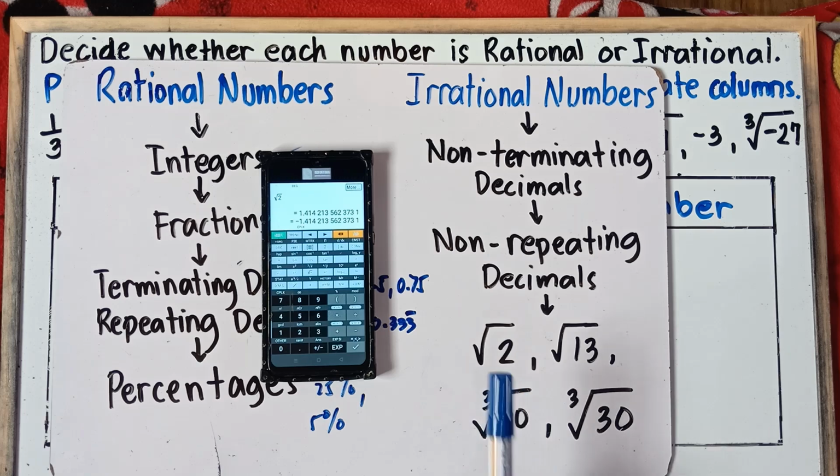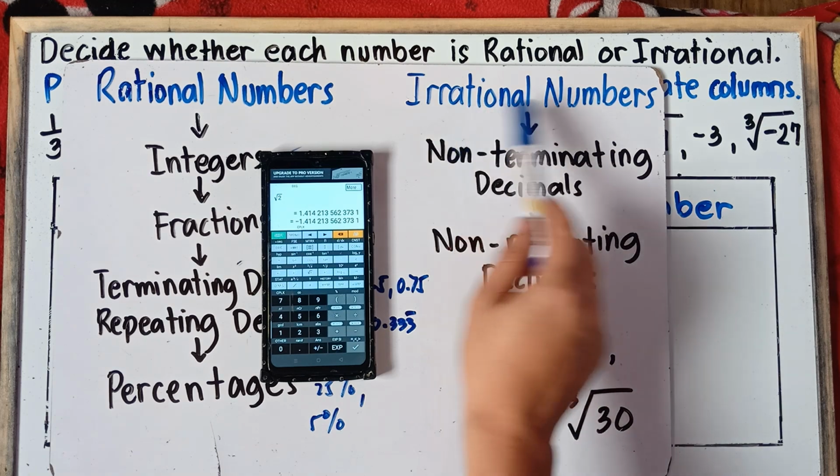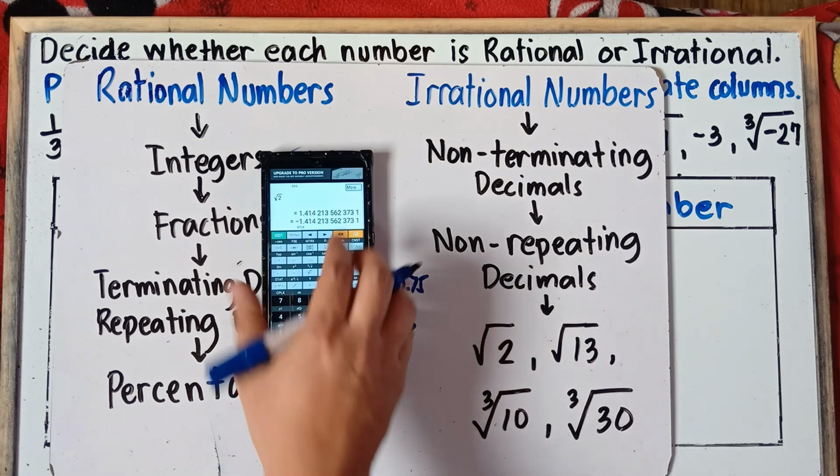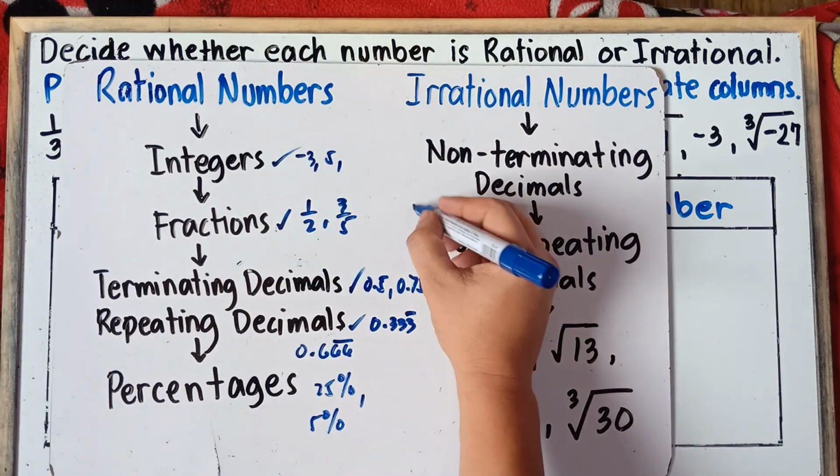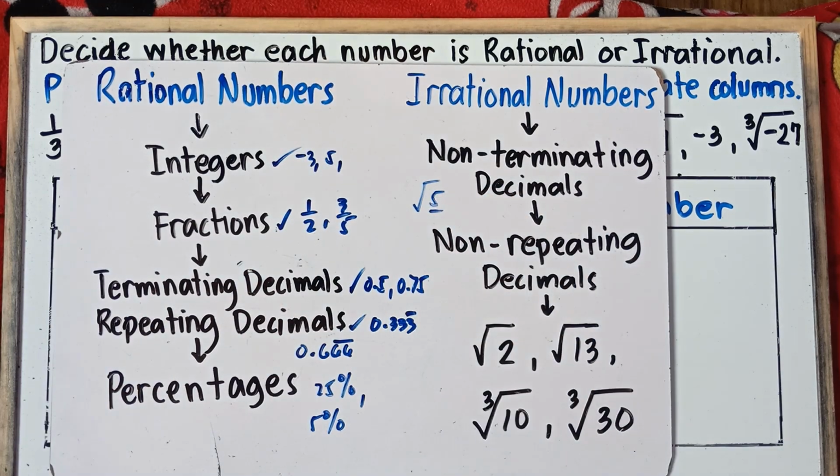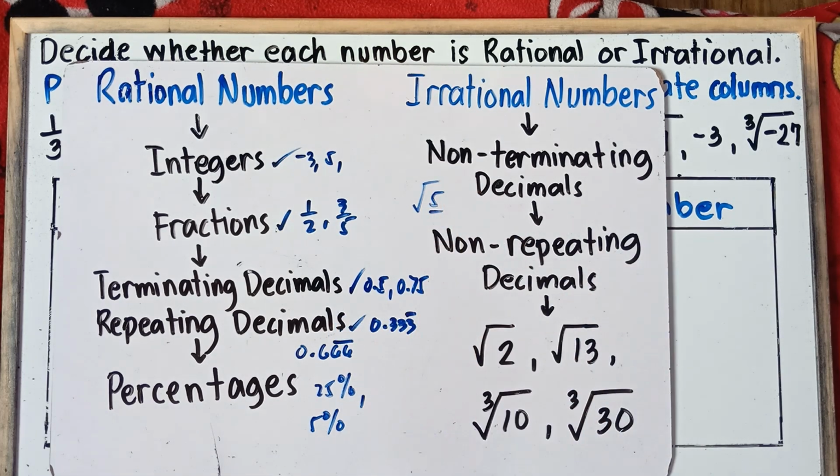So, once again, class, if the number inside the square root is not a perfect square, therefore the answer is an irrational number. Example, class, square root of 5. Is 5 a perfect square? Nope. 5 is not a perfect square. Therefore, class, this number is an irrational number.